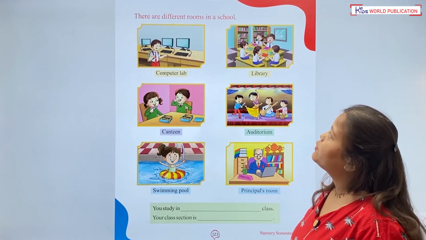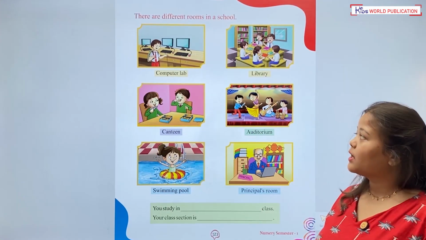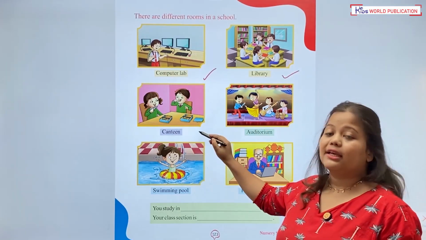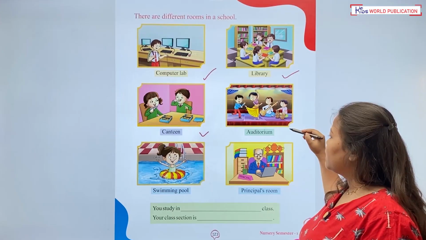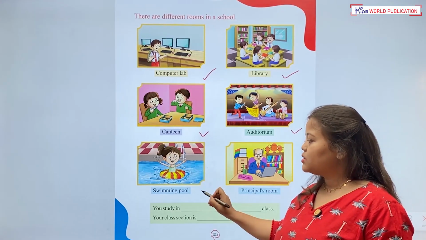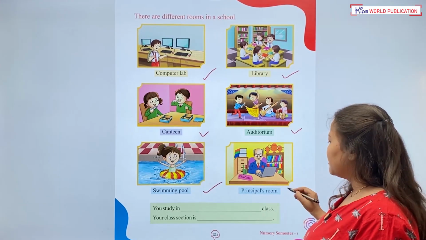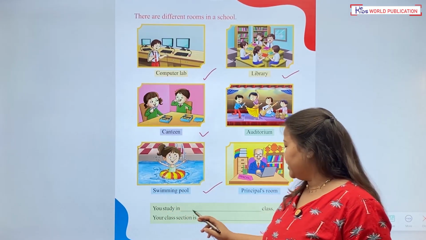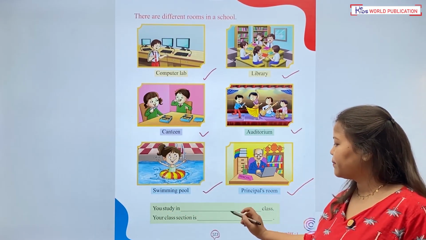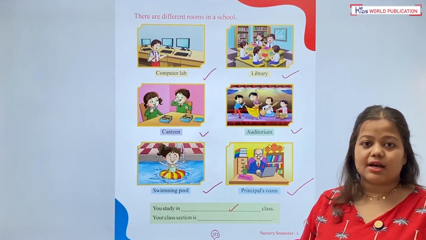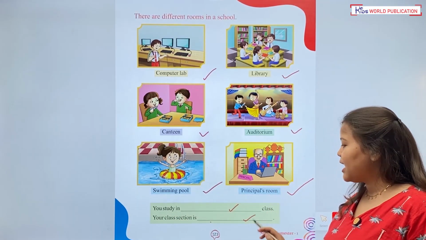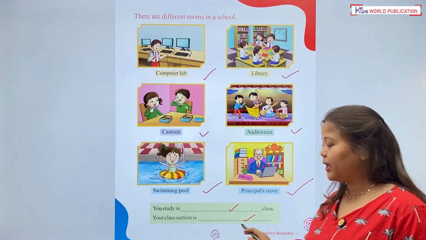There are different rooms in a school. Computer lab, library, canteen, auditorium, swimming pool, principal's room. You study in dash class. You will write your class name here. Your class section is dash. You will write your section name here.